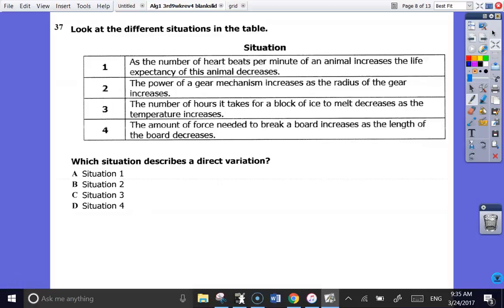So not number one. How about number two? The power of a gear mechanism increases as the radius of the gear increases. Yeah, they both are changing in the same direction. That's it right there. And just to be sure, we can check the last couple. This one has decreases and increases, increases and decreases. So all three of those, 1, 3, and 4, not good. But number 2, both increase, that's it. So that would be letter B.